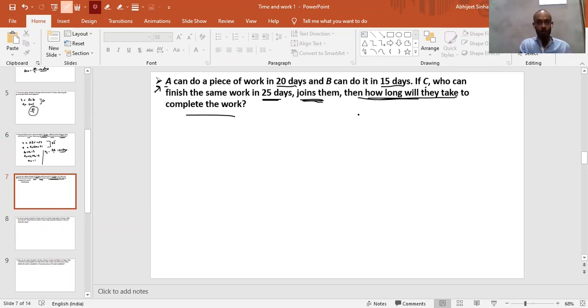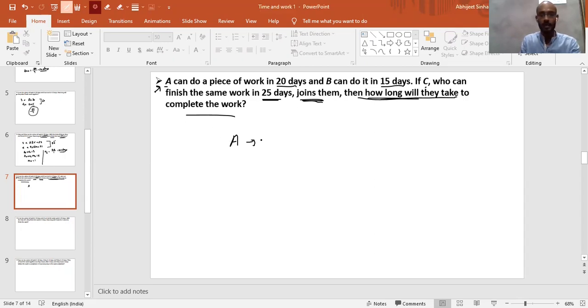Using the same process, because the time of A, B, and C all are given, calculate the efficiency, take the LCM, and answer me. What will be the answer? Waiting for your answers. Is it clear now that you can solve these questions? At any point of time, if you feel that you are not able to understand, just raise your hand or unmute yourself to ask. In the meantime, I'm just writing what is given here.